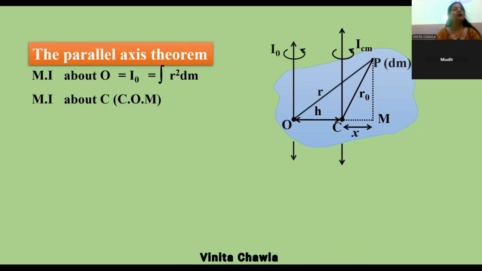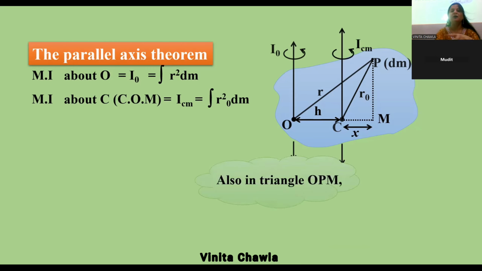Similarly, we can write for C. So moment of inertia about C, about center of mass, is denoted by I CM about this axis. Okay, about this axis. Look at this. So this point C is at distance r naught from P. है ना? This point C is at distance r naught from P. So again, we can write integration r naught square dm.